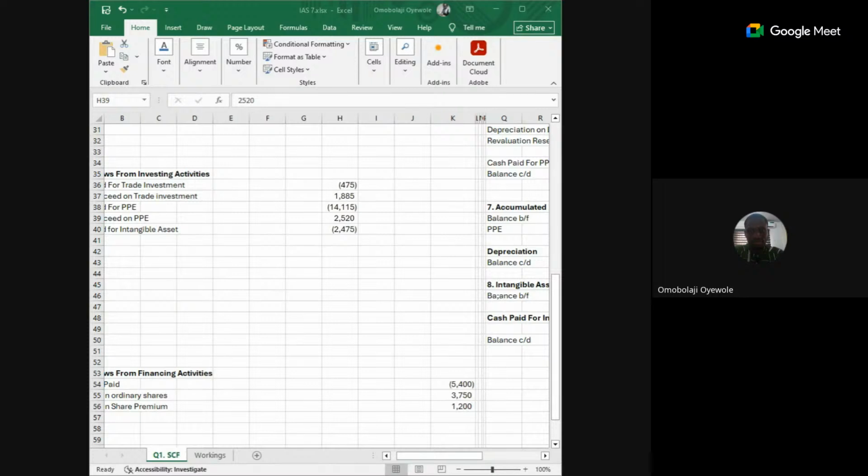So dividend paid is 5,4 B. Dividend paid. We are giving in the question now 5,4, right? Yes.